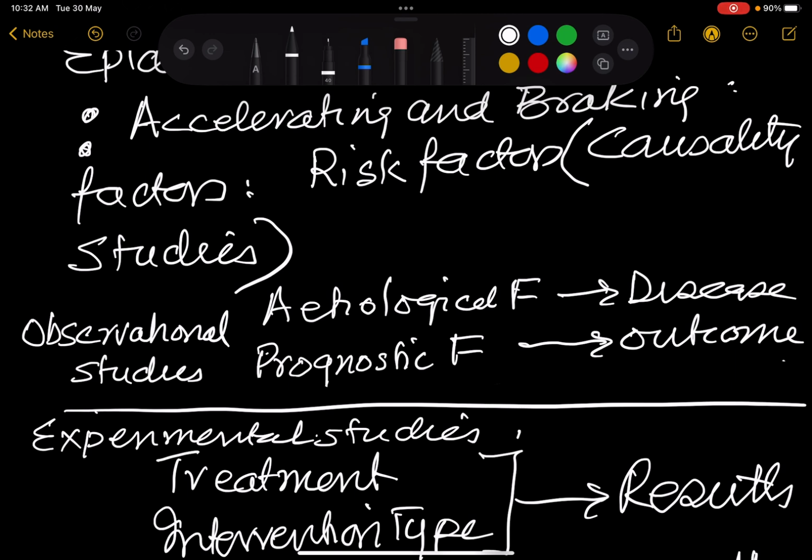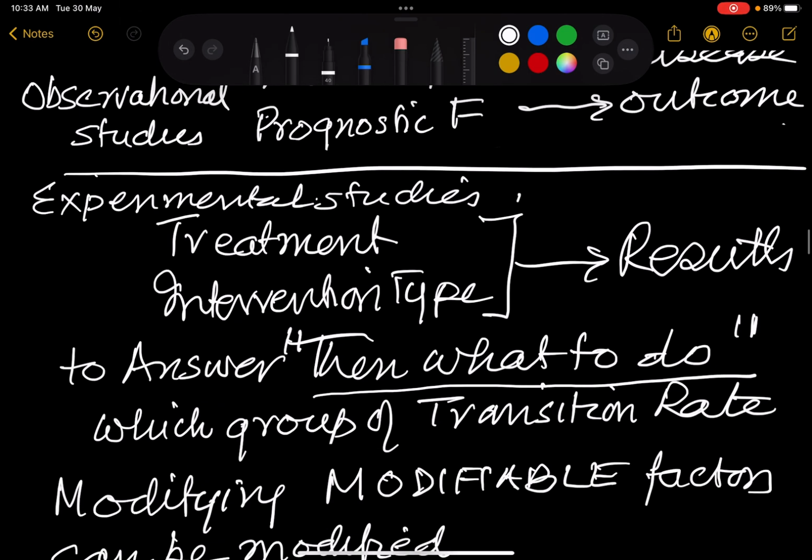All these are observational studies. You are just studying the exposure. You are not modifying it. But in the third type, the treatment or the intervention, you are trying to modify the exposure or the risk factor. So such studies are called experimental studies. And in which group you will put a particular person in the study population becomes an ethical situation. So ethics comes into it in a much bigger way.